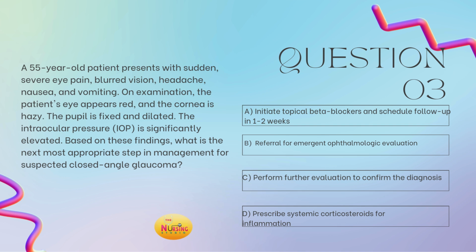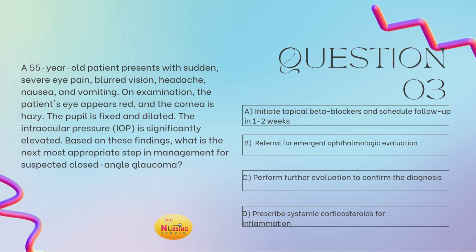All right, so the stem of the question: based on these findings, what is the next most appropriate step in management for the suspected closed angle glaucoma? We already talked about this, right? I was just going over this in the last one. Their eyes are closing. It's closed angle. They're going blind. It is emergent. You want to refer them out for emergent ophthalmologic evaluation, right?